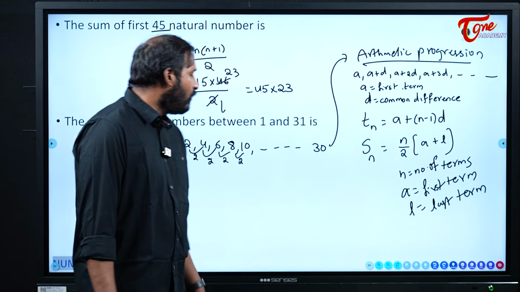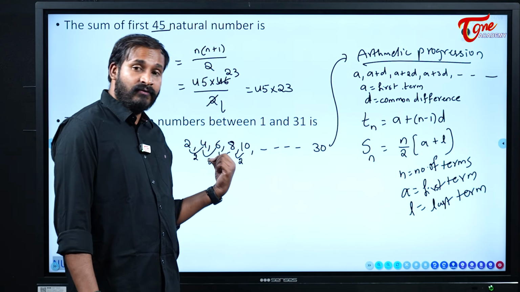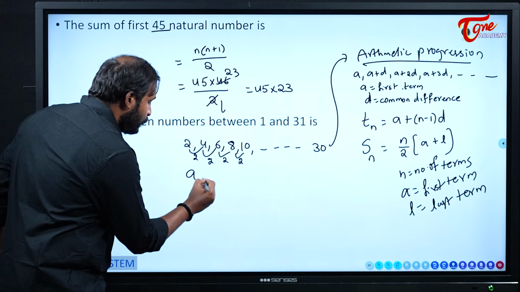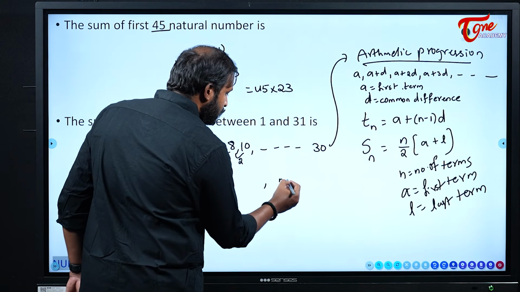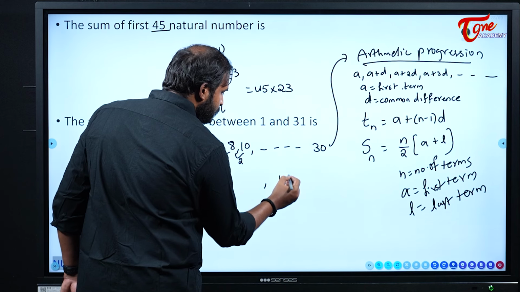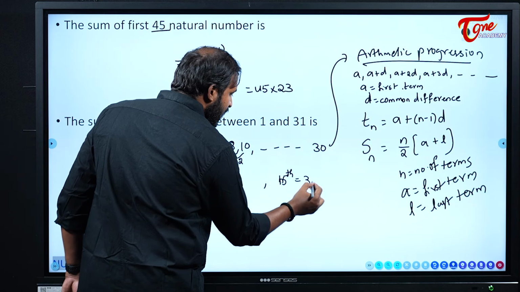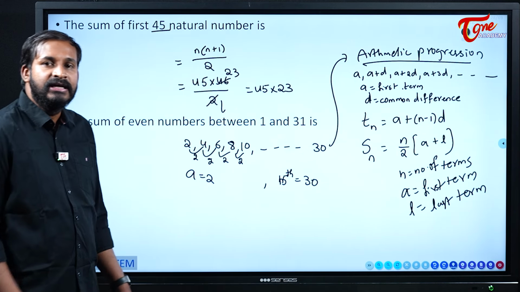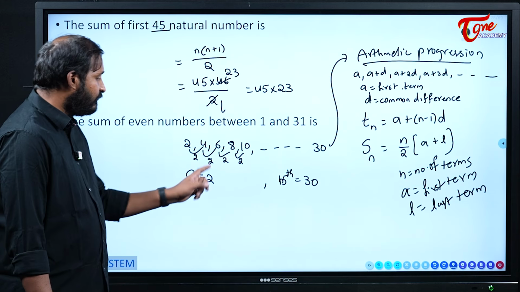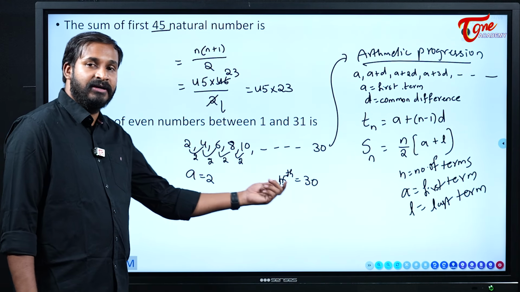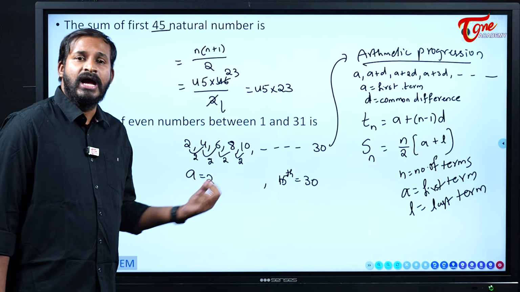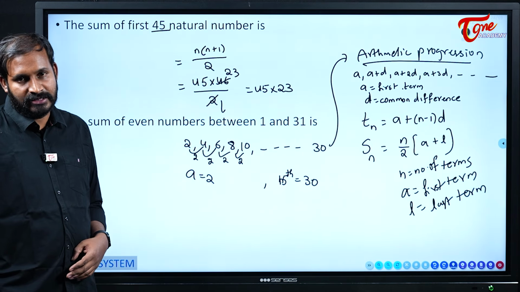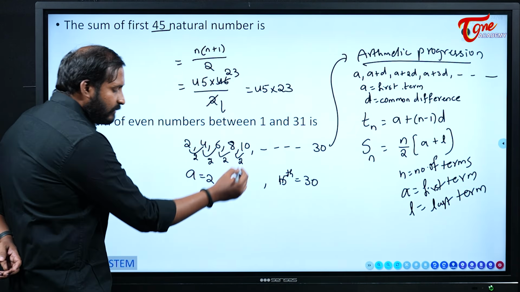So we will find all these things here. Now what do we have? a is 2. And the nth term, or else the 15th term, what is my 15th term? 30. Actually here I can directly say it has 15 terms, where my first term is 2 and my 15th term is 30. The reason is I know that from 1 to 31 I have 15 even numbers. So same thing I will apply.